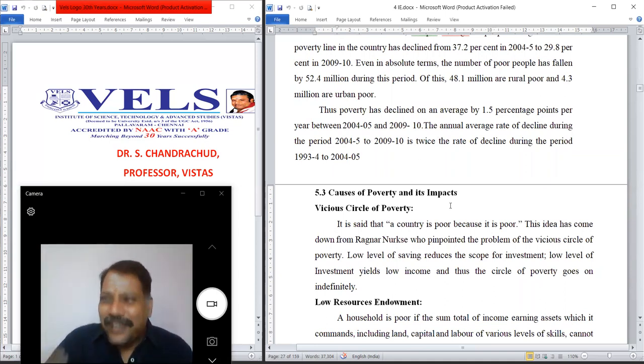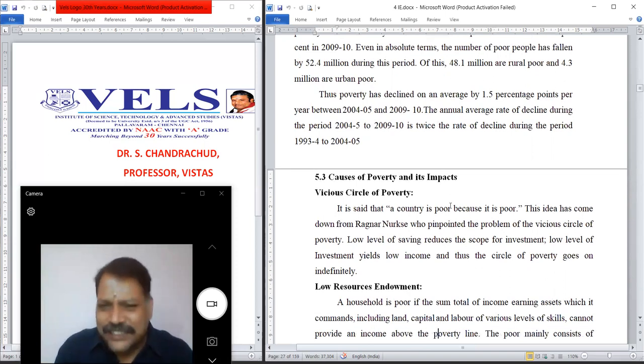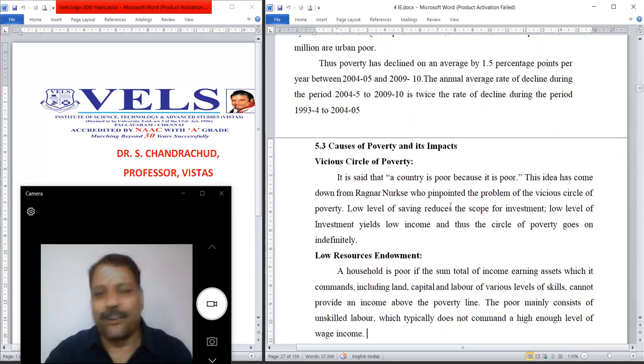Now, why is this poverty line not able to improve? For that, there are many reasons. Now we will study those reasons as causes of poverty and how they impact the Indian economy. So we will see one by one.